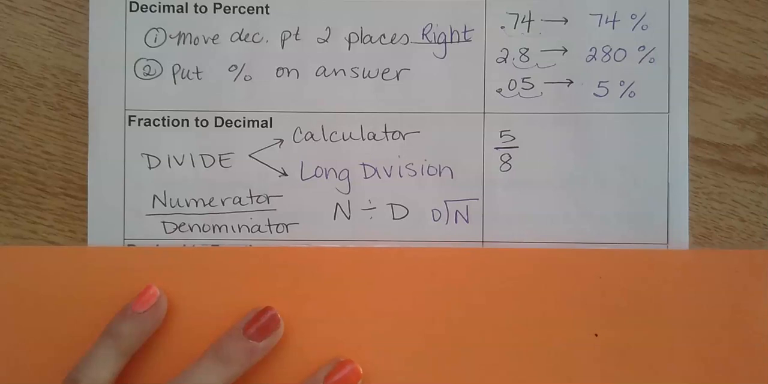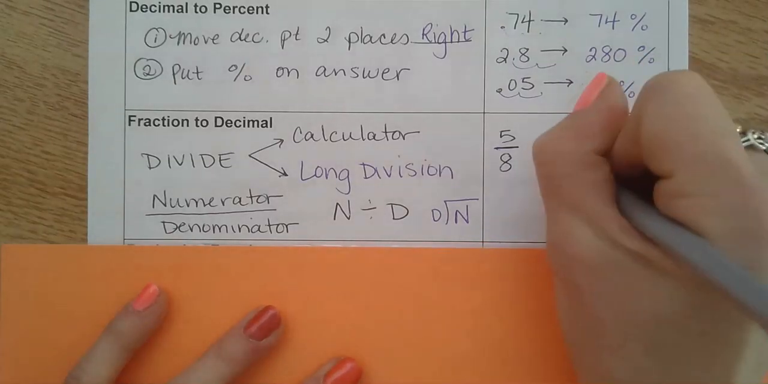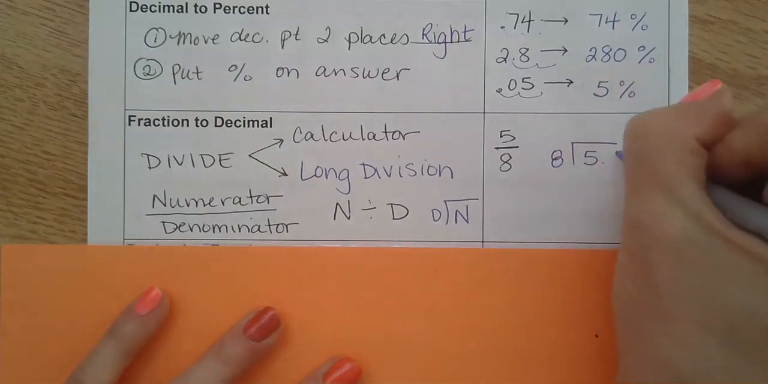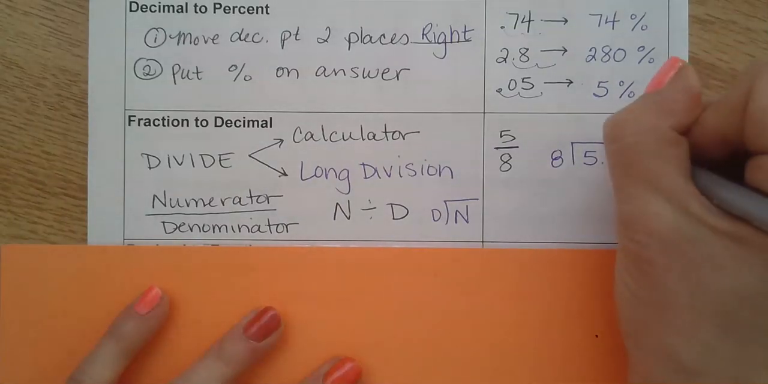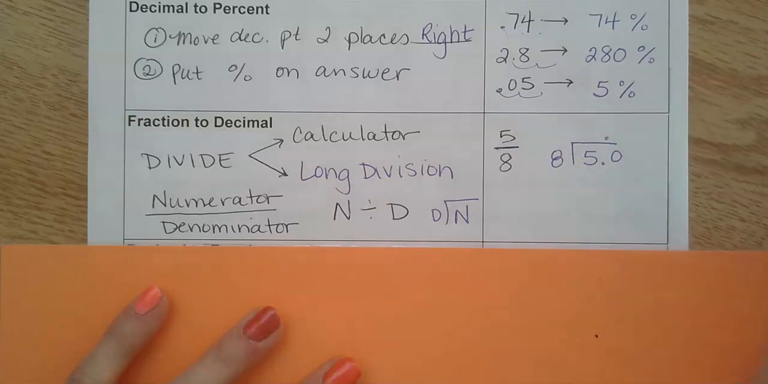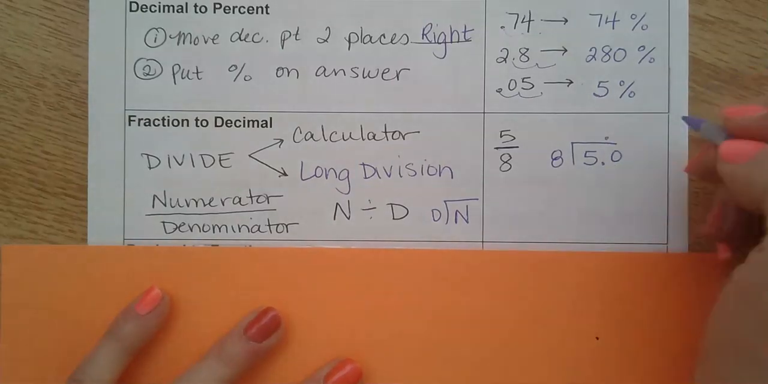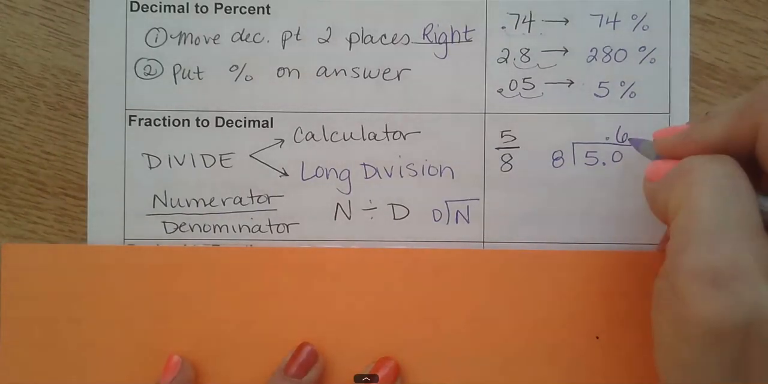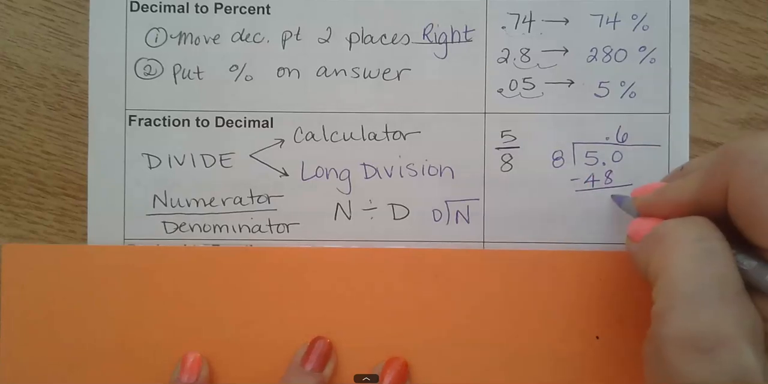So let's do long division. 5 divided by 8, in case you forgot. 5 divided by 8 would look like that. 8 doesn't fit into 5, so I'm going to go ahead and put a 0, a decimal point and a 0. And that decimal point goes lined up in my answer right above. So now 8 into 50. Well, 8 can go into 50, 6 times. 6 times 8 is 48. Subtract, and I get a remainder of 2.